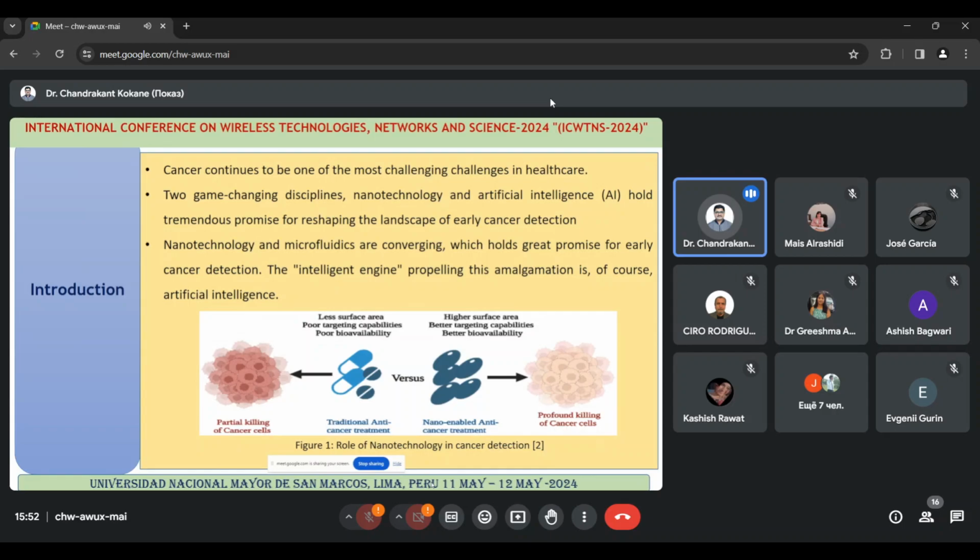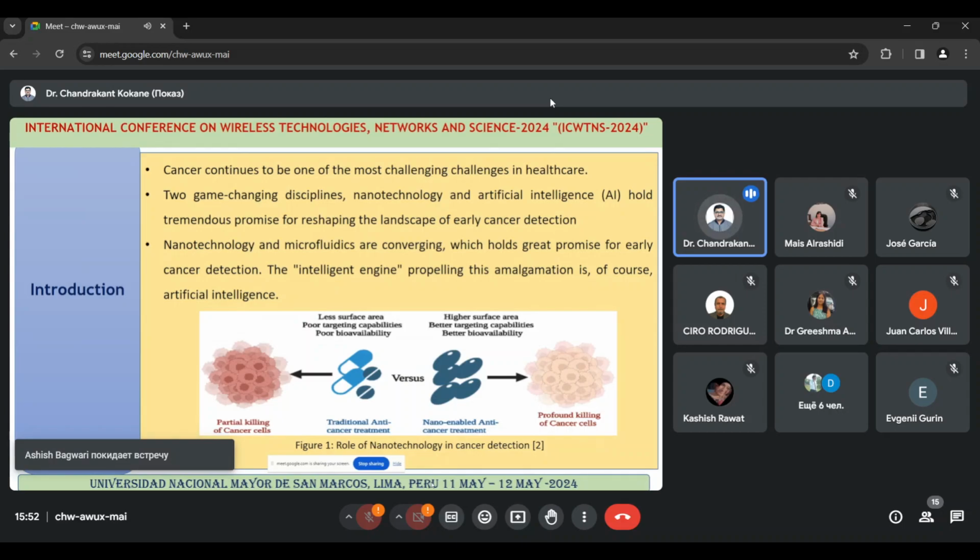So here we have the diagram. The diagram clearly suggests that if cancer is detected in the early stage with the help of nanotechnology, or we can say with the help of machine learning algorithms, that is supervised algorithms, then we get higher surface areas and better targeting capabilities for better identification of the cancer cells. On the other hand, if we detect cancer using traditional anti-cancer treatments, then obviously the results are not accurate, or the classification will not be obtained here.